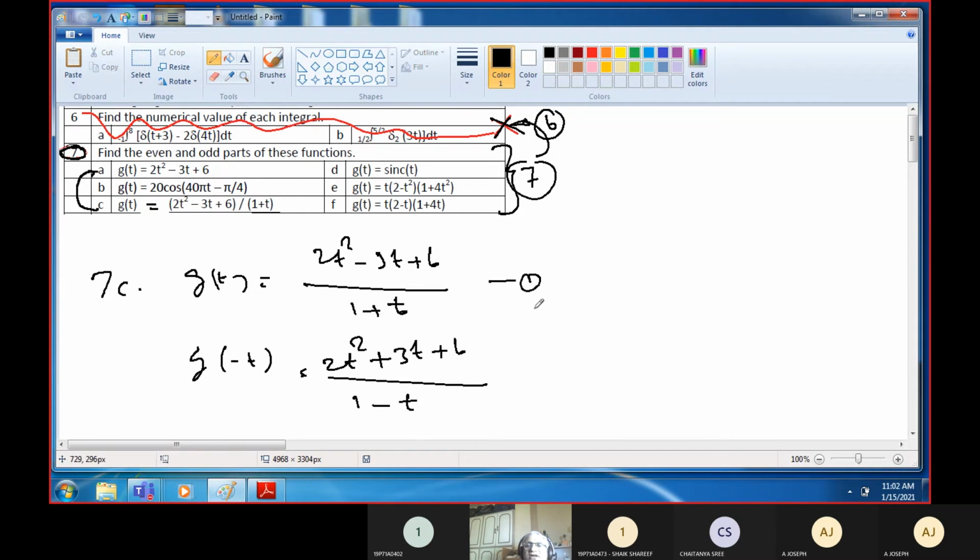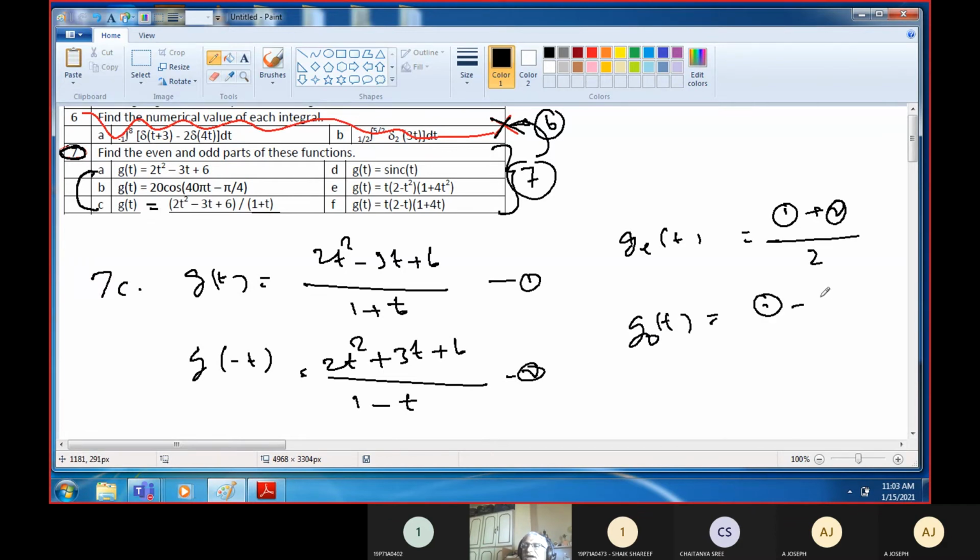So this is the first equation, this is the second equation. By adding these two and dividing by 2, you will get an even function, which is nothing but 1 plus 2 divided by 2. These are the two equations. The odd function will be 1 minus 2 divided by 2. Simple algebra, simple manipulation of these things.